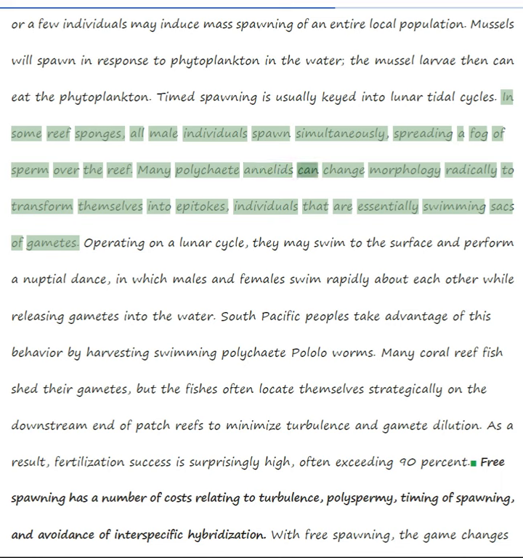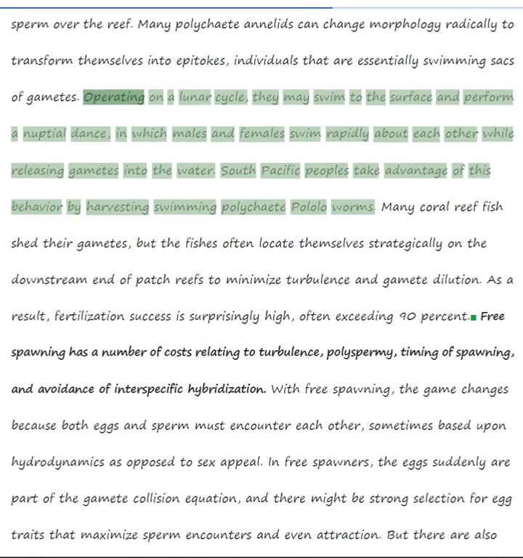Many polychaete annelids can change morphology radically to transform themselves into epitokes, individuals that are essentially swimming sacs of gametes. Operating on a lunar cycle, they may swim to the surface and perform a nuptial dance, in which males and females swim rapidly about each other while releasing gametes into the water. South Pacific peoples take advantage of this behavior by harvesting swimming palolo worms.